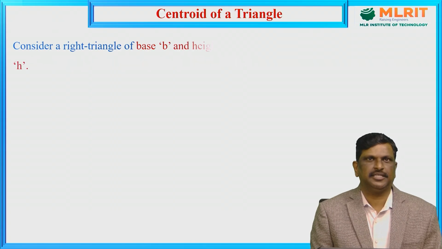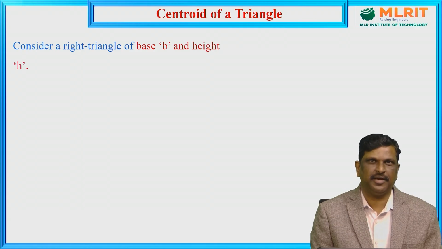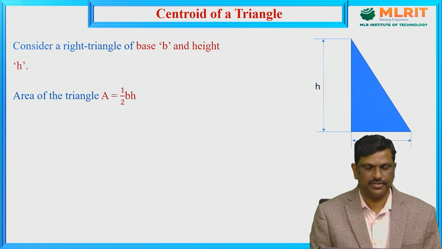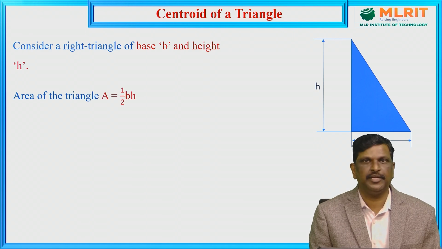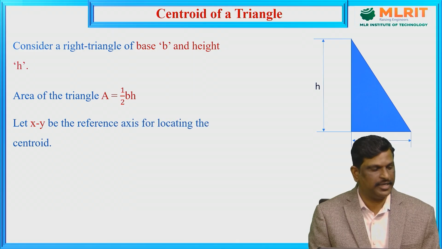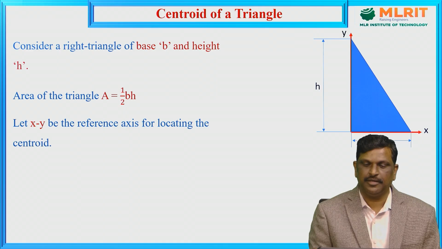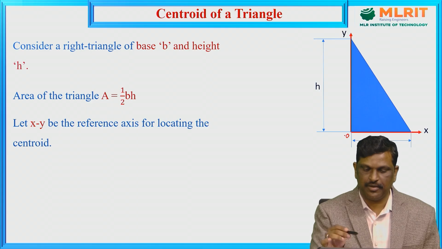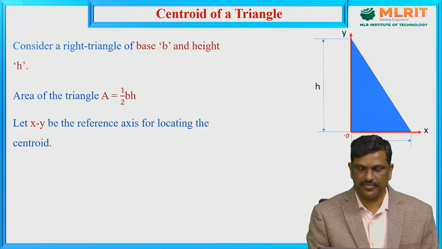Consider a right angle triangle of base B and height h as shown in figure. The area of the triangle is half into B into h. Let xy be the reference axis for locating the centroid. Here I am taking the entire triangle on the right side of the coordinates. The left and bottom corner is the origin.